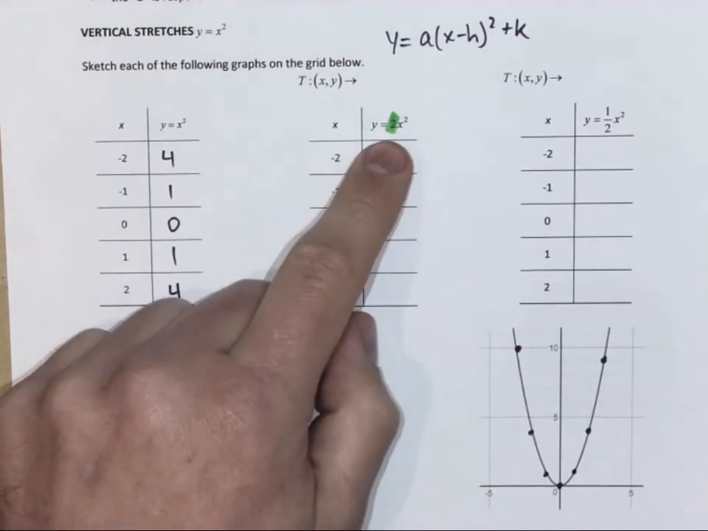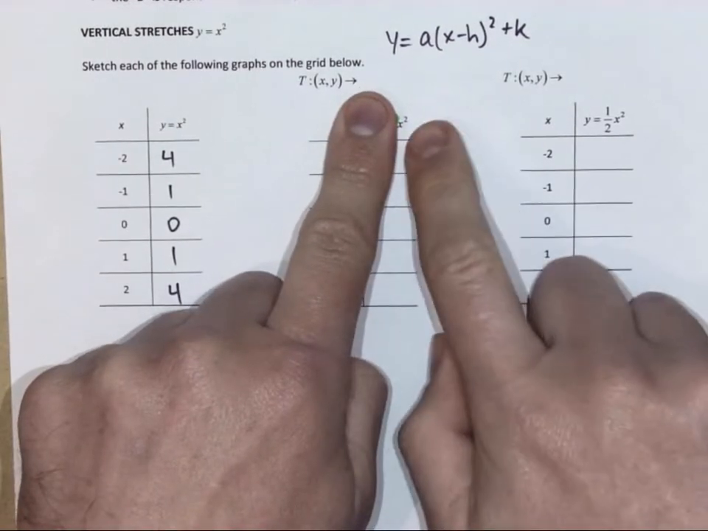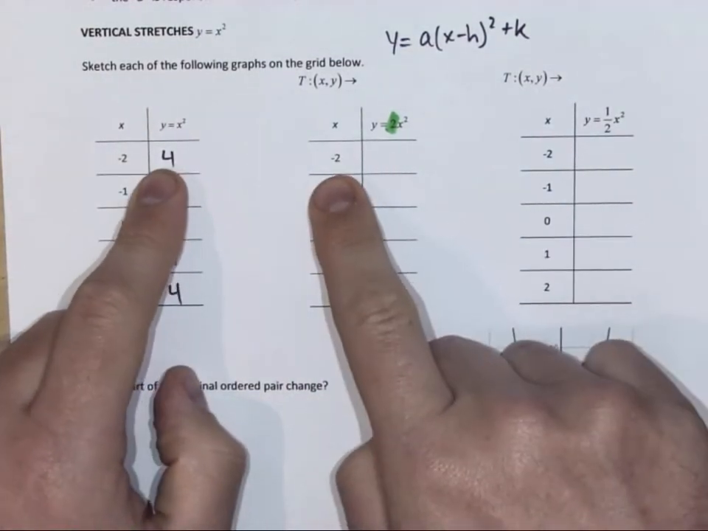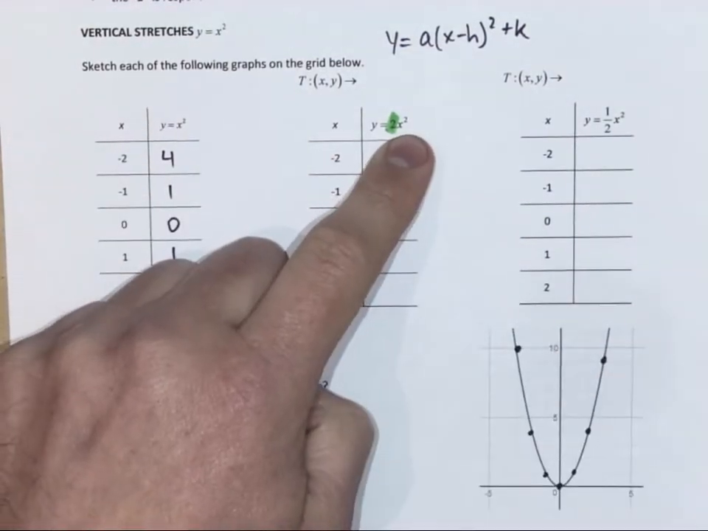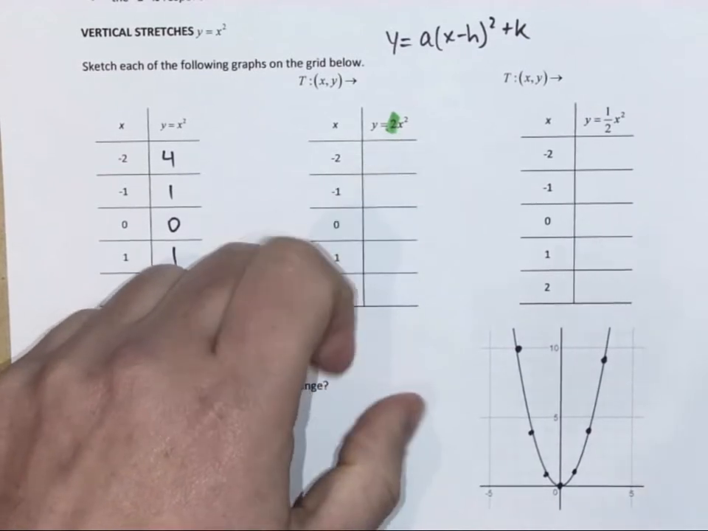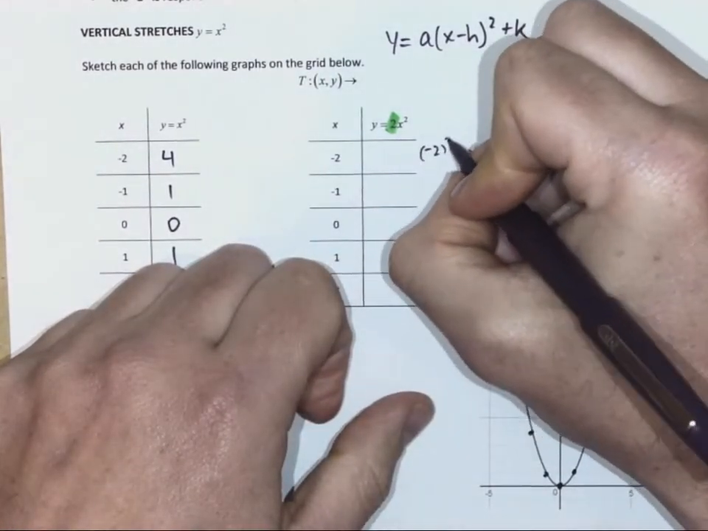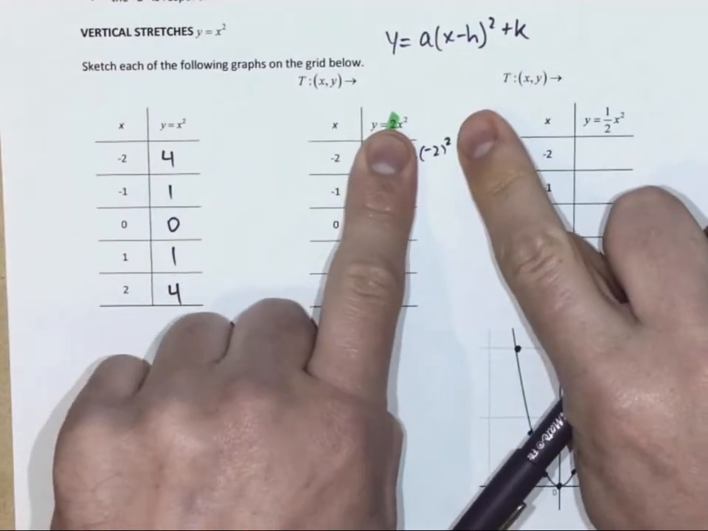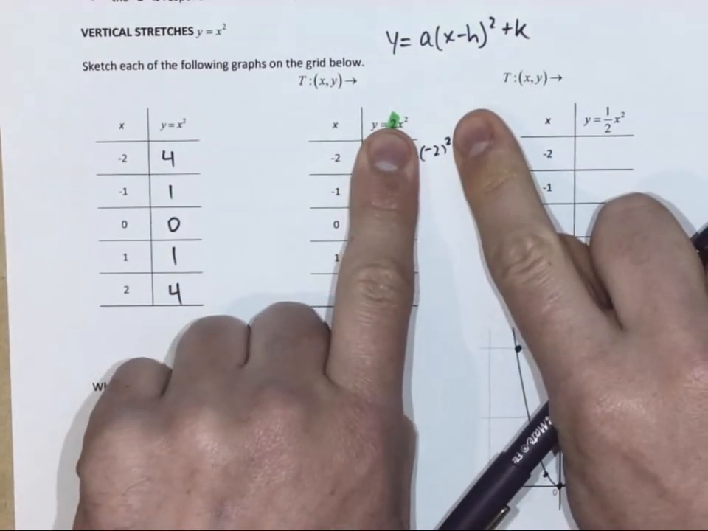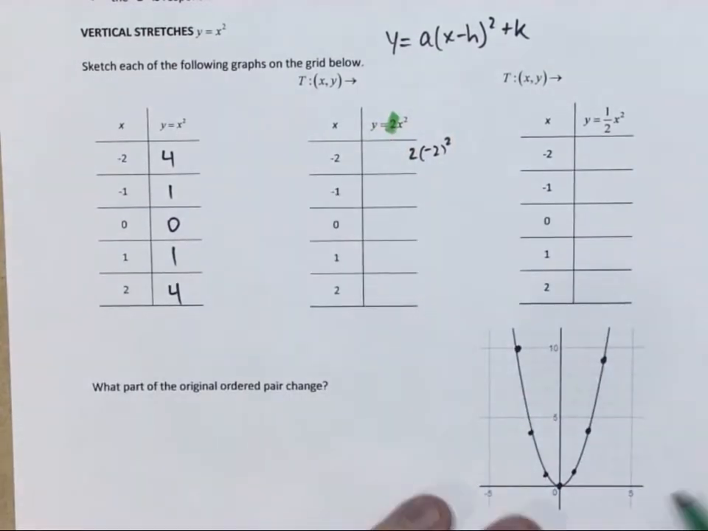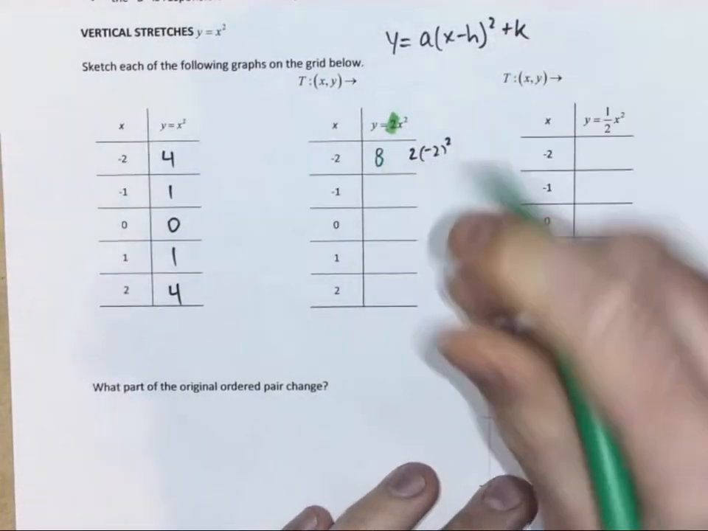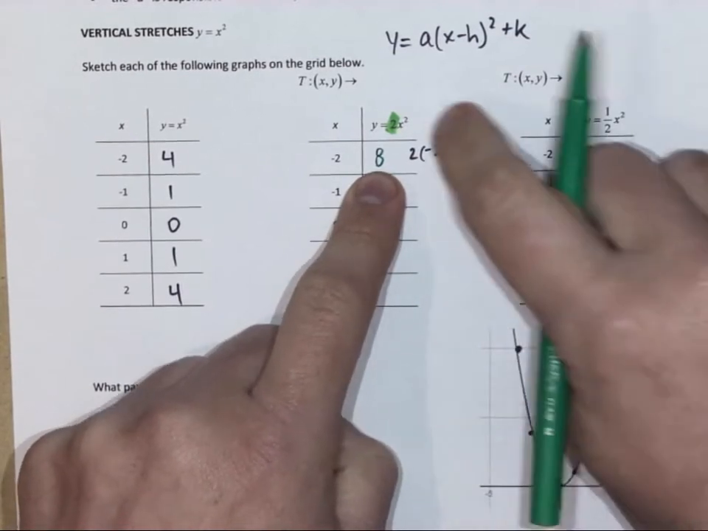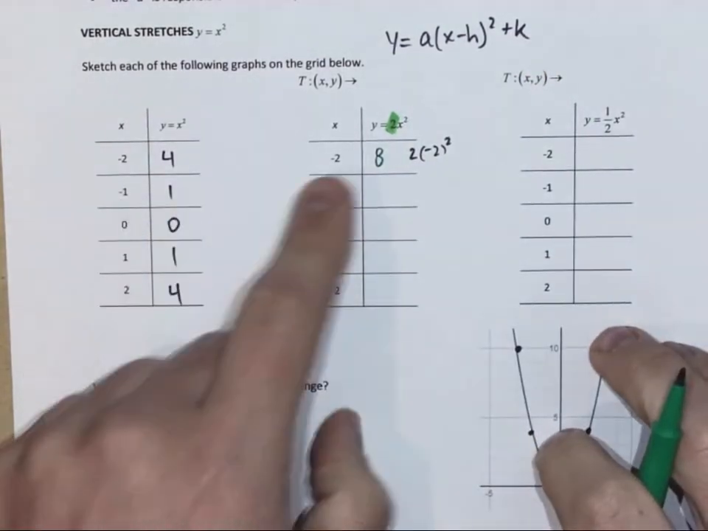That a value affects the y, because no matter what x is, we do that first. So let's just think for a second. When x is negative 2, that is like saying negative 2 all squared, which is 4, and then times 2. Our order of operations, we do that first. 4 times 2 is 8. So if we think, how do we get from 4 to 8? And we're thinking about multiplying, we went times 2.